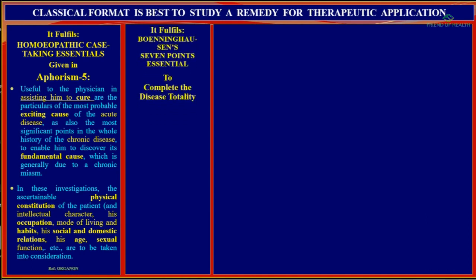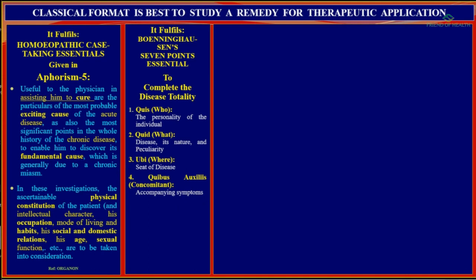The second point it fulfills is the Boenninghausen 7 points essential to complete the disease totality. Number 1, quis, who. Quis means who, and here it refers to the personality of the individual. Second point is quid, what. It tells us about the disease, its nature and peculiarity. Third point is ubi, where. It tells us what is the seat of disease.